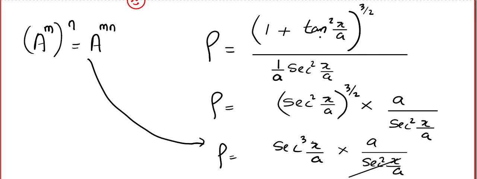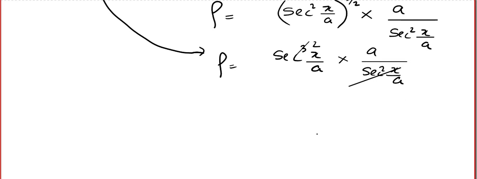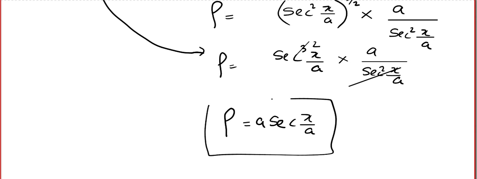Cut, 1 will be gone. So what's the radius of curvature at any point on the curve? It will be sec x by a multiplied by a. So that's it. That is a very small problem, but that is a very good problem to start.